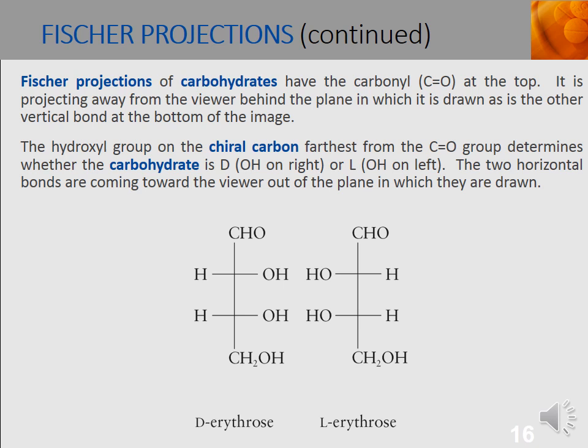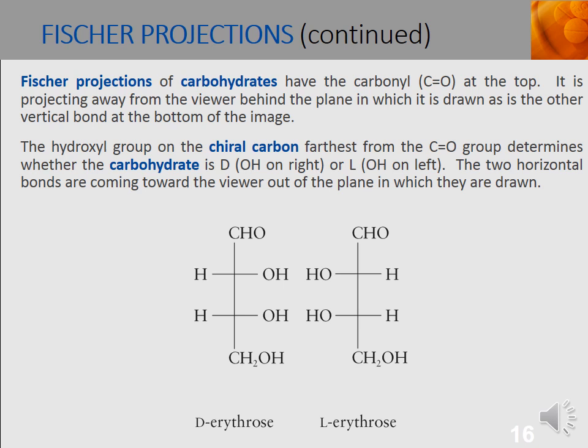Now, the Fischer projection of carbohydrates has the carbonyl at the top. It is projecting away from the viewer, behind the plane in which it is drawn, as is the other vertical bond at the bottom of the image. The hydroxyl group on the chiral carbon furthest from the carbonyl group determines whether the carbohydrate is D, OH on the right, or L, OH on the left. The two horizontal bonds are coming towards the viewer, out of the plane in which they are drawn. This is D-erythrose, this is L-erythrose.